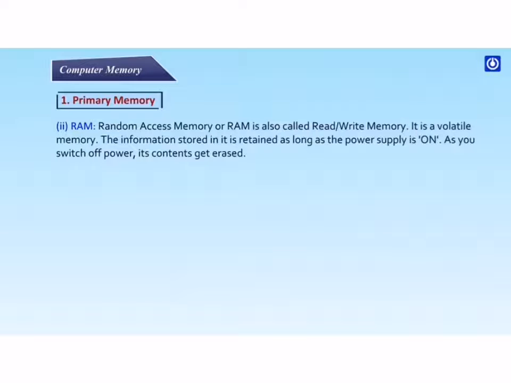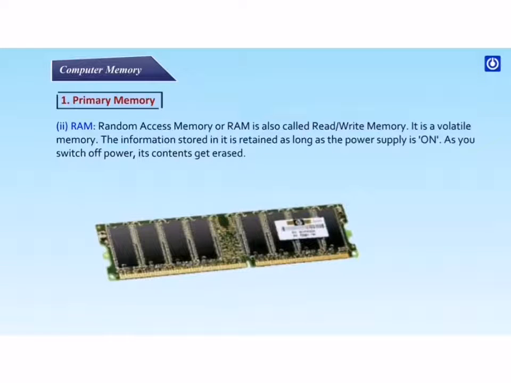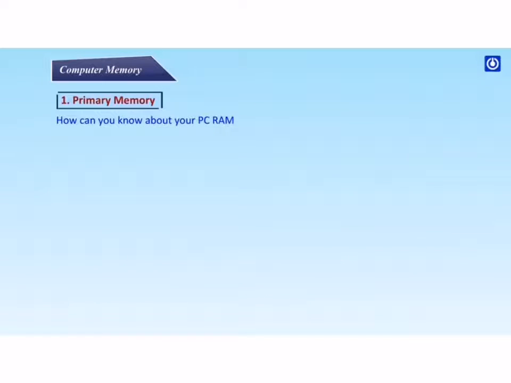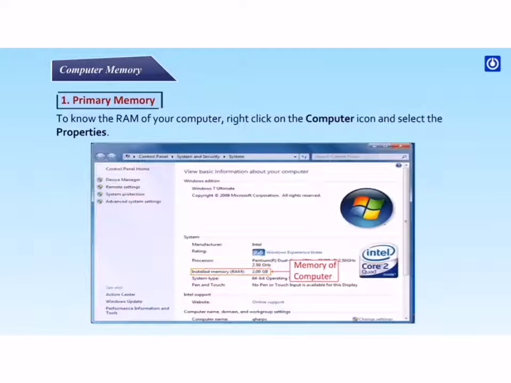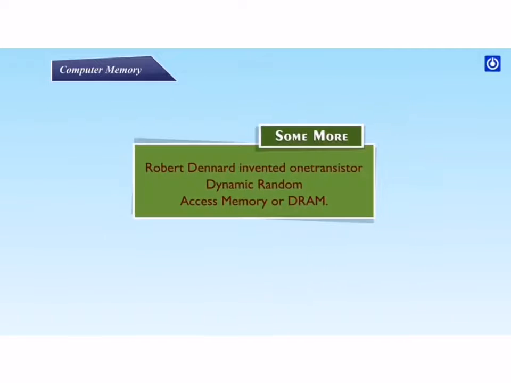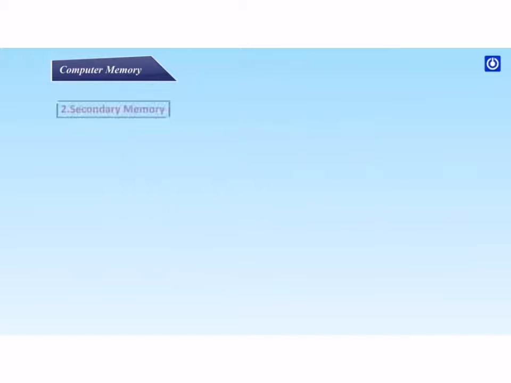RAM, random access memory, is also called read or write memory. It is a volatile memory. The information stored in it is retained as long as the power supply is on. As you switch off power, its contents get erased. How can you know about your PC RAM? To know the RAM of your computer, right-click on the computer icon and select properties. Some more: Robert Dennard invented one-transistor dynamic random access memory, or DRAM.